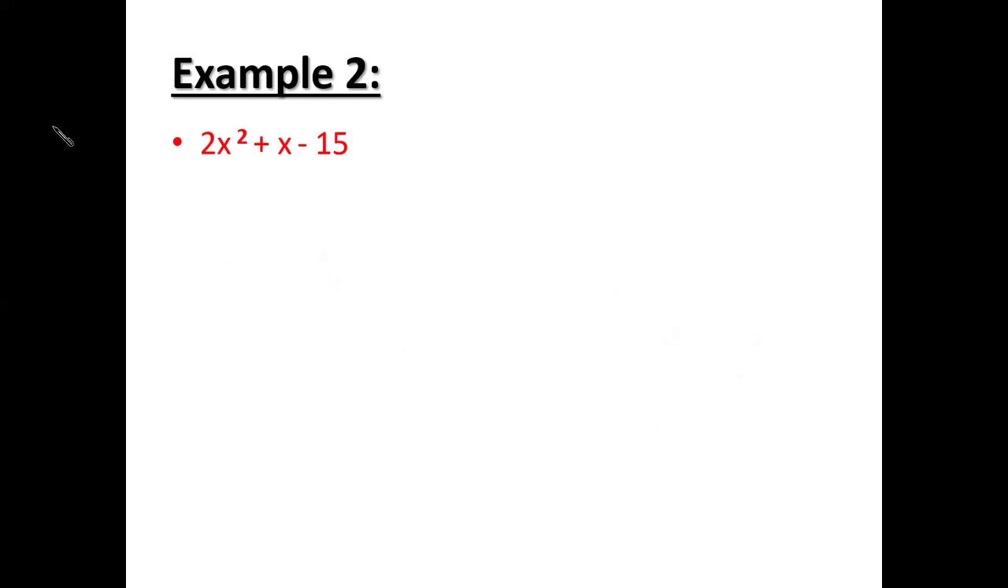Second example. Here we have 2x squared plus x minus 15. By the same way, let's multiply 2 times negative 15. This will give us negative 30. Let's factorize it. We can say 30 times 1, or 15 times 2, or 5 times 6. And 5 times 6, yes, 6 minus 5, because we have negative here, is equal to 1.